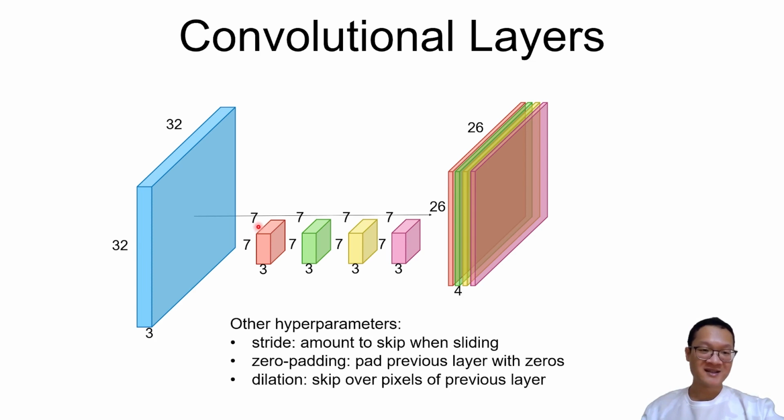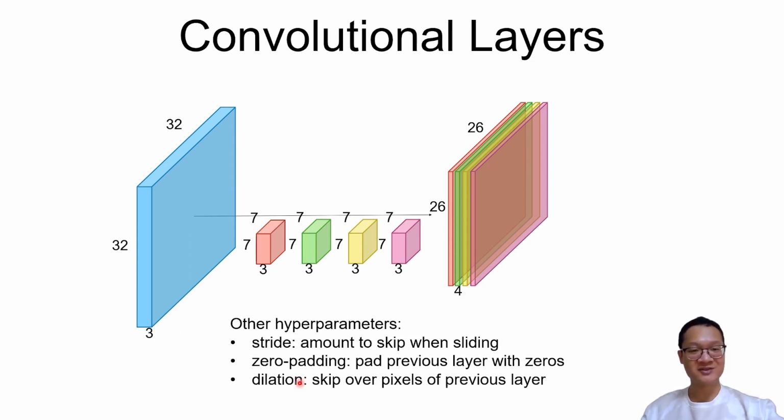So we can see that the filter size and the number of filters are hyperparameters that we can choose in convolutional networks. Some other hyperparameters include stride. Stride is basically how many pixels you skip over when you slide along the previous layer. We could also do zero padding to make the original input or one of the layers bigger.